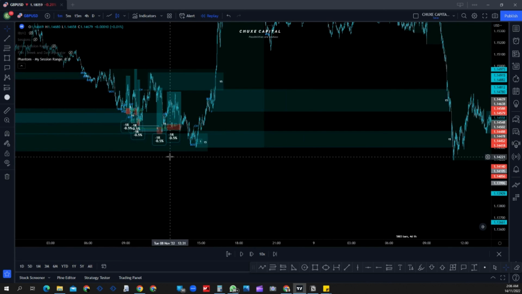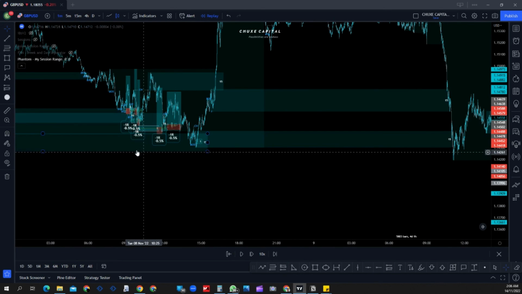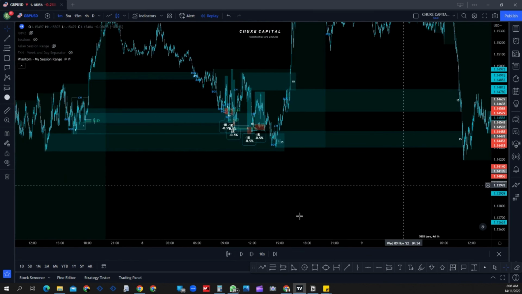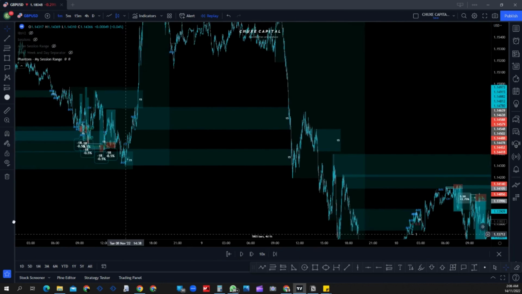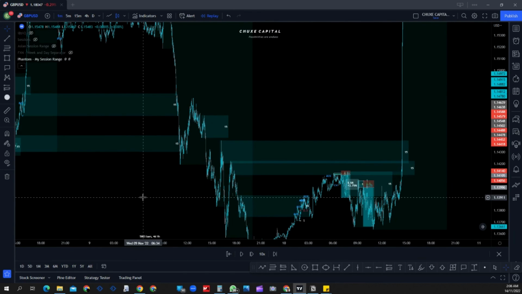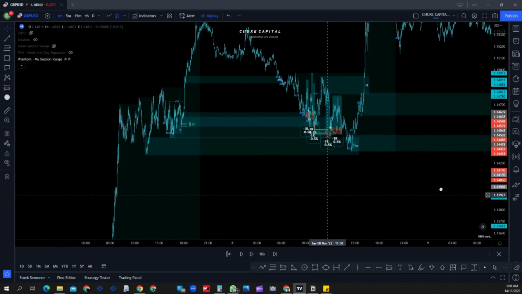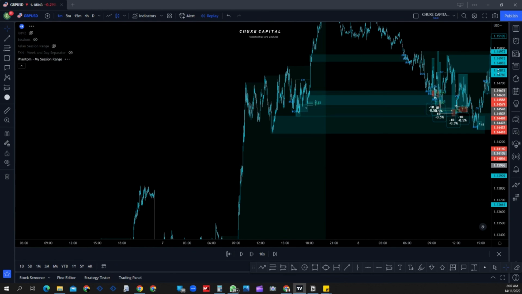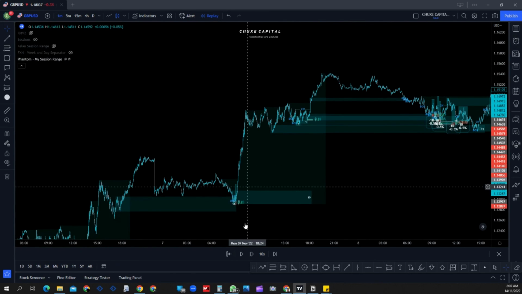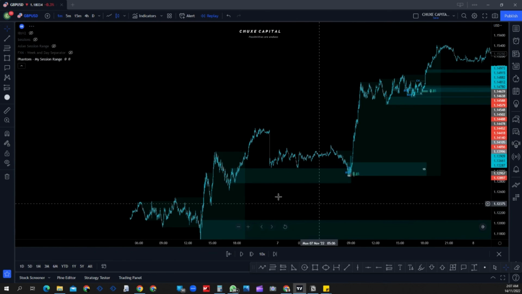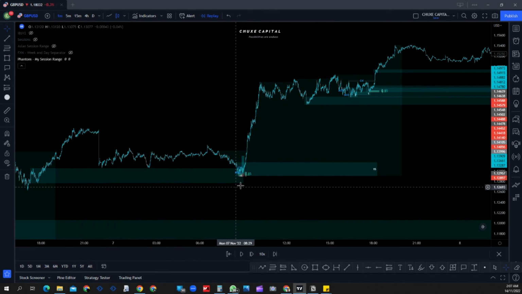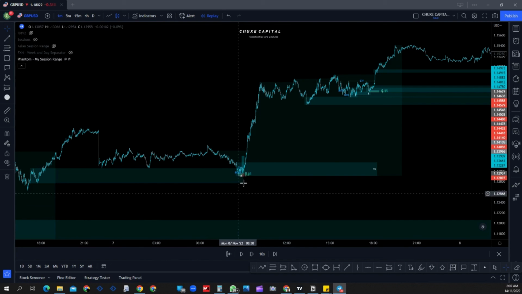So minus 1, 2, 3, 4, 5. 5 losses, and is there any other trade? Taking a trade on Tuesday. Was that a winning trade? It's a missed trade. So it was a missed trade.